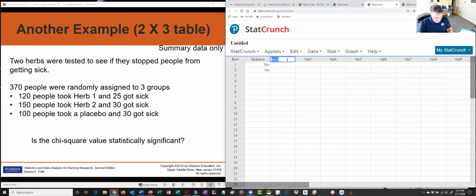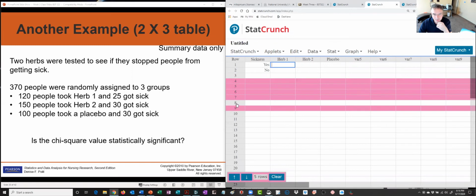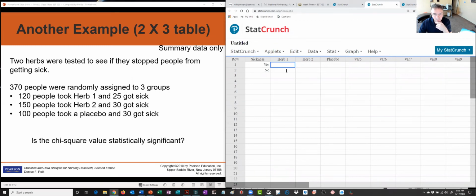So we've got sick, and we've got herb1, herb2, and placebo. So we gave them some little fake herb that really wasn't an herb, it was a placebo. Oops, placebo. I don't even know if that's the plural. I have to Google that. Okay, so there's our 3 groups. So we're going to have a 3 by 2 table because we've got 3 groups, right? Let's quickly do the math here. 370 people. So again, we don't have 370 rows. We don't have the raw data. We're going to put this in.